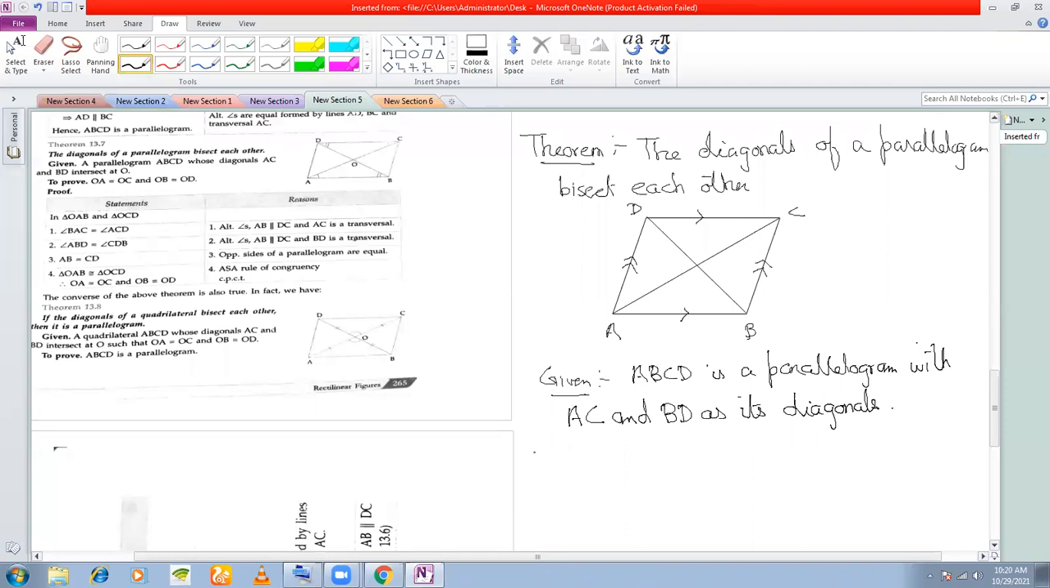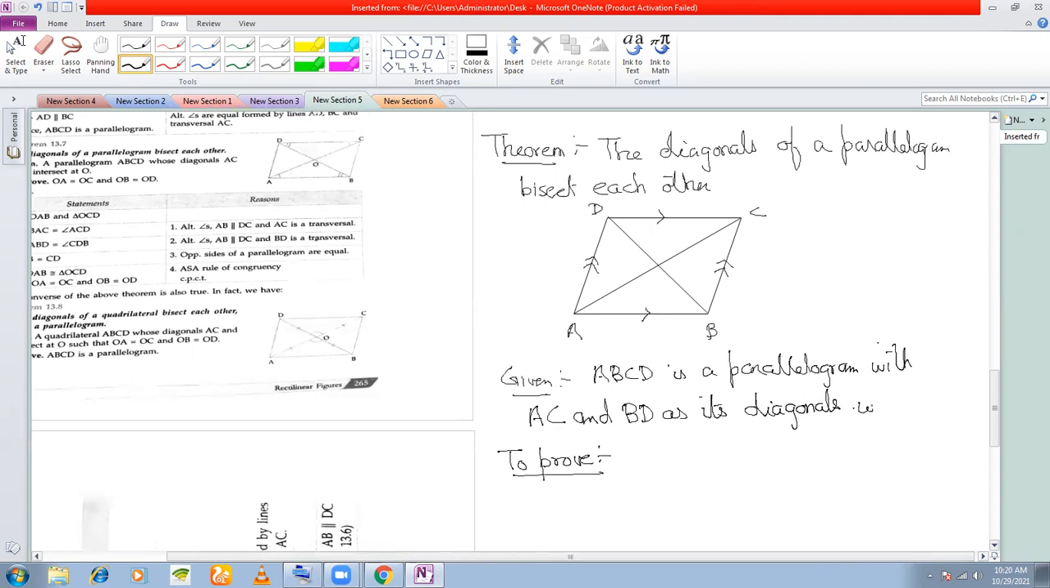Okay. Next, any construction? No construction needs to be done, right? To prove. What do you have to prove? Okay, let me just add here with O as their point of intersection. Before writing to prove, we call this point O. With AC and BD as its diagonals, with O as their point of intersection.